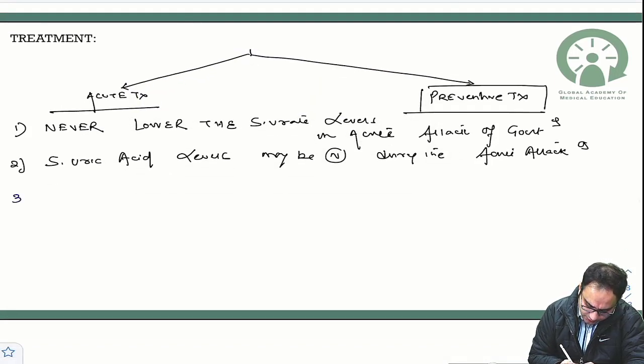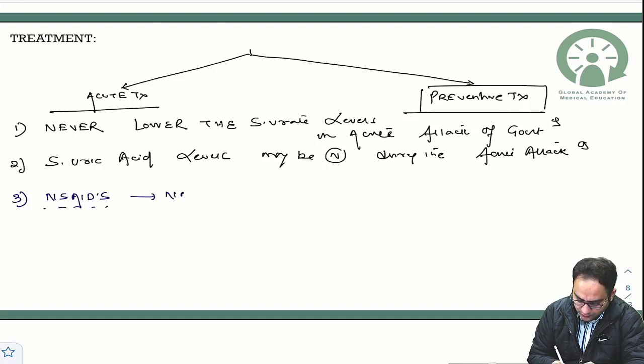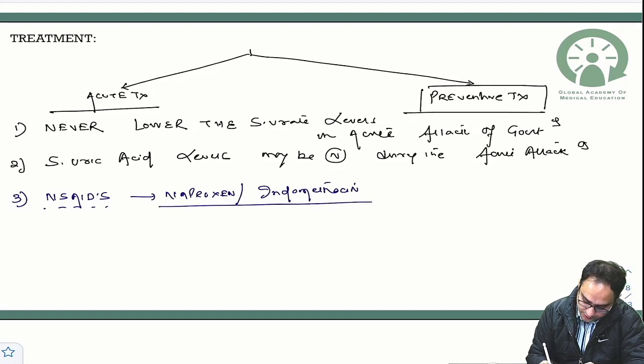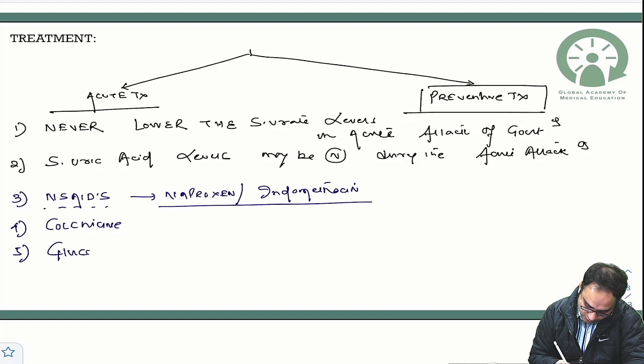So what can you use for acute treatment? You can give NSAIDs, any NSAID which you like. You can give naproxen, you can give indomethacin. Any NSAID you can give, and its full anti-inflammatory dose has to be given. Other drugs: colchicine. Next, glucocorticoids. Sixth, anakinra.